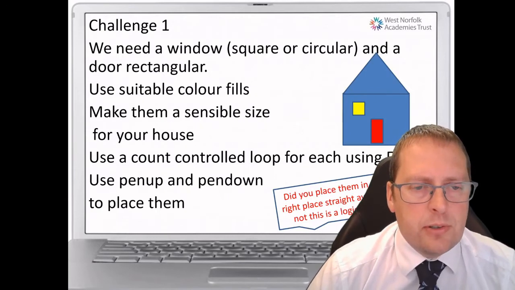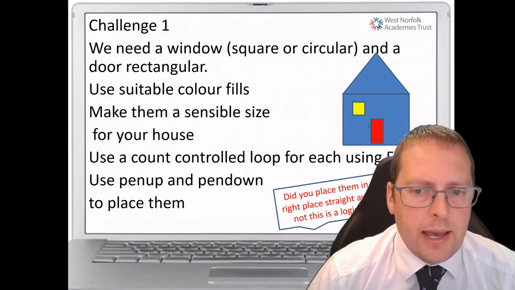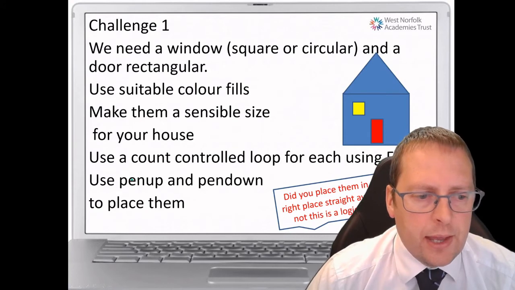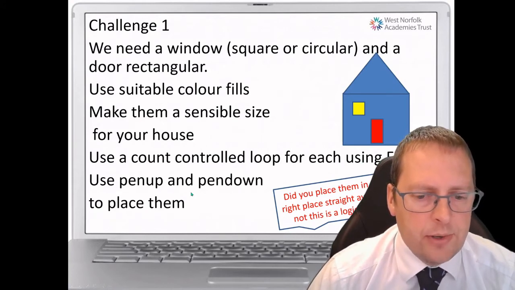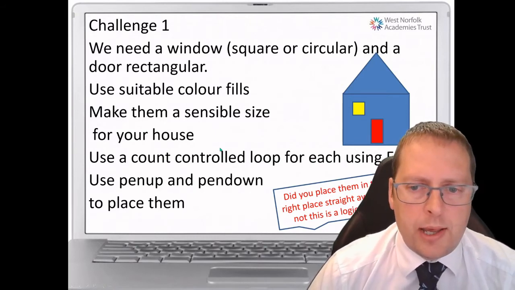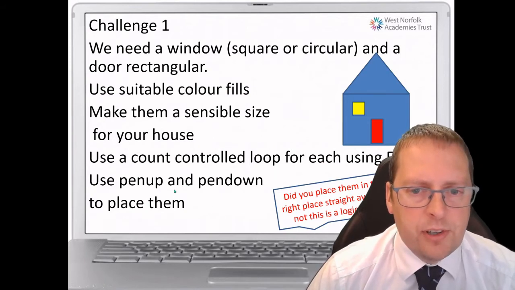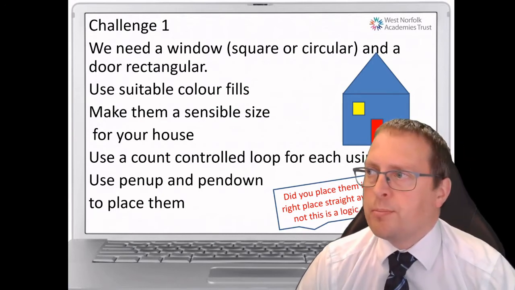So now we're going to move on with a challenge, and you're going to try and add in a window and a door. So you're going to fill the window in yellow and the door in red, or a colour of your choice, as long as it stands out from the background of the house. And ideally you're going to use a count controlled loop for each, using the pen up and pen down to place them. Now I'm going to show one aspect of what I've done, so I'd like you to have a go at this first, and then I'll bring in my code for how I've done some of this. So you can pause the video while you complete this.